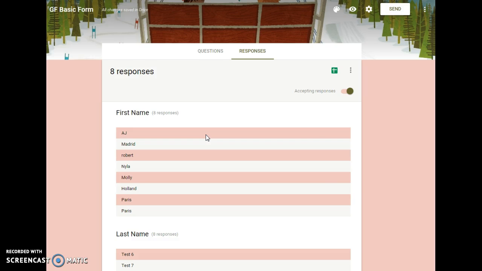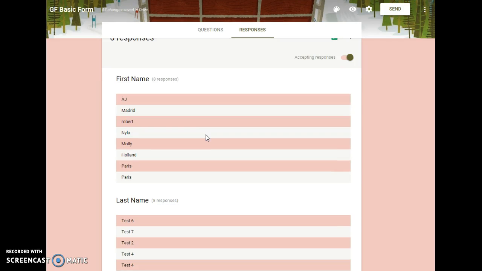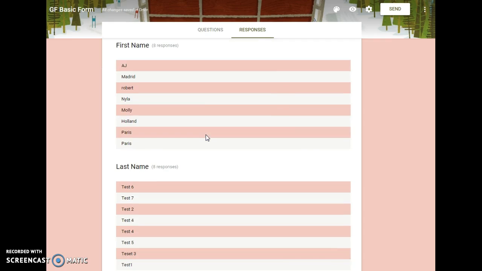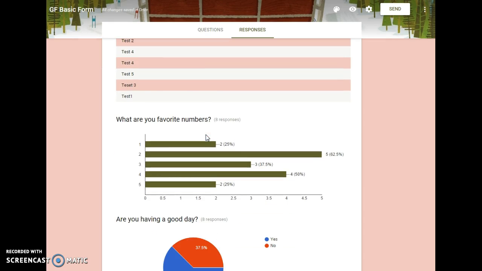look. So these first two question types were short text boxes. This is where we had the first and last names. The next question type we had was a checkbox. What are your favorite numbers?